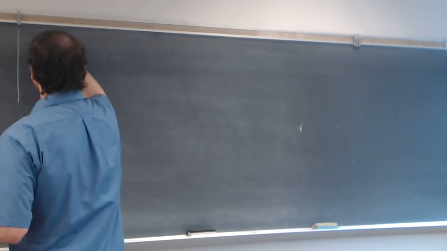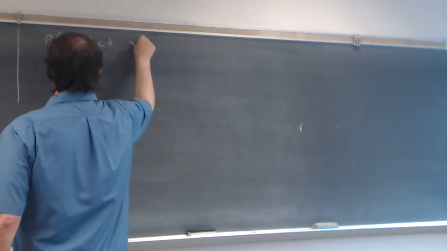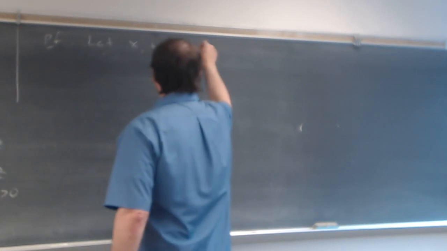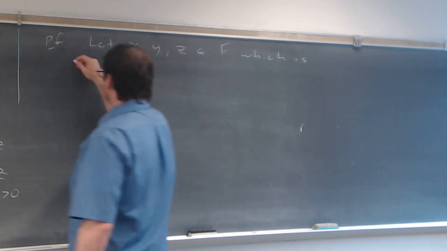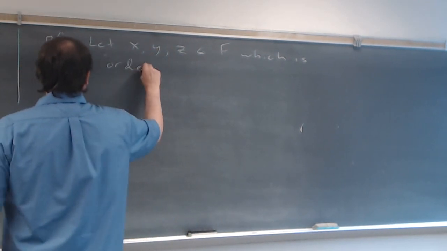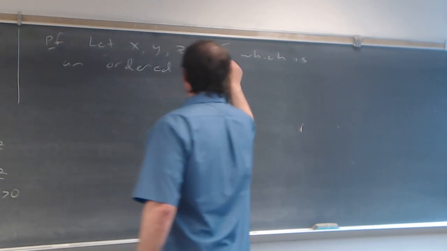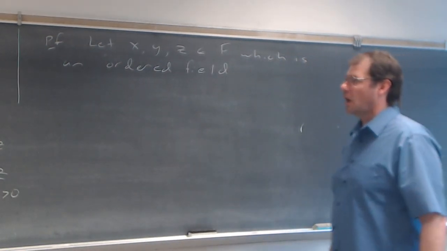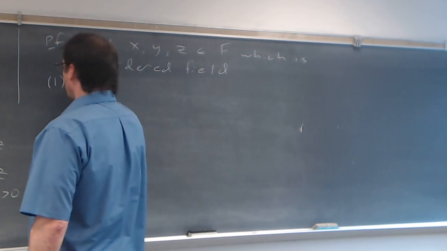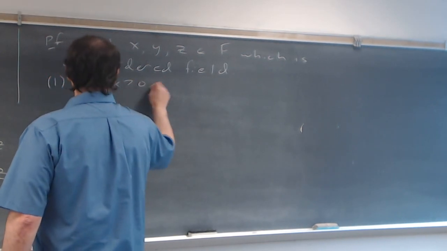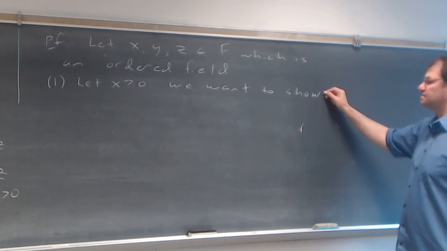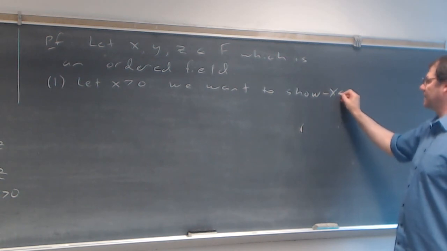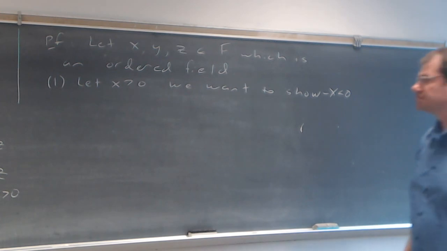Here's the proofs. We're going to let x, y, and z be elements of F, which is an ordered field. So first of all, part one, we're going to let x be greater than 0. We want to show that minus x is going to be less than 0.